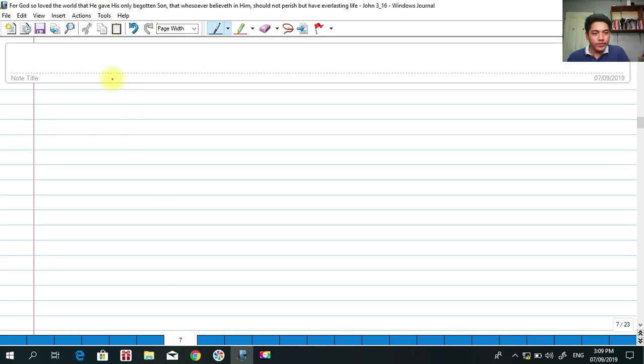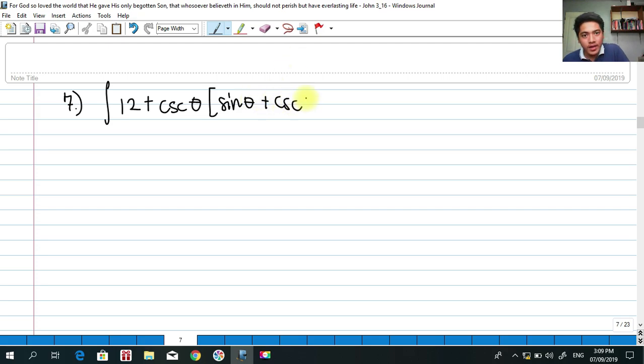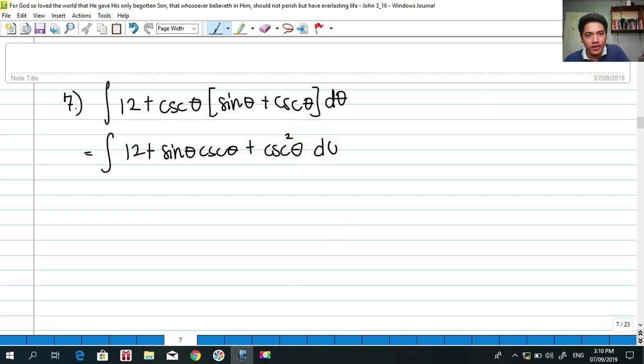So let's continue for number 7. Find the integral of (12 + cosecant theta)(sine theta + cosecant theta) d theta. Again, first we can distribute cosecant theta in our expression. So we have 12 sine theta + sine theta cosecant theta + cosecant squared theta d theta.